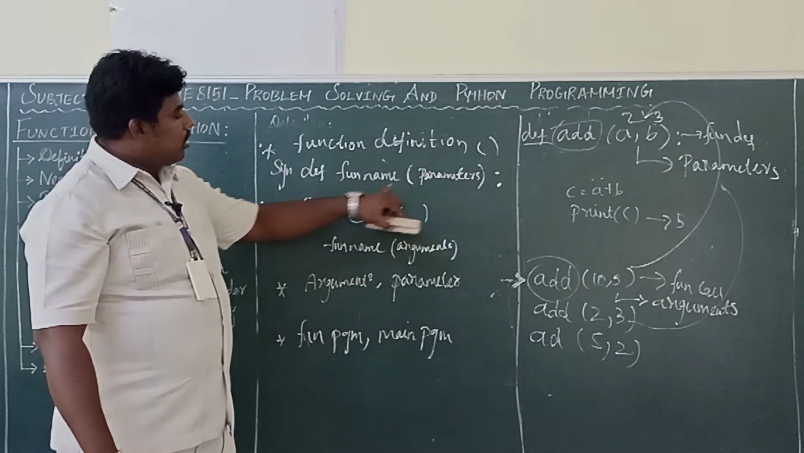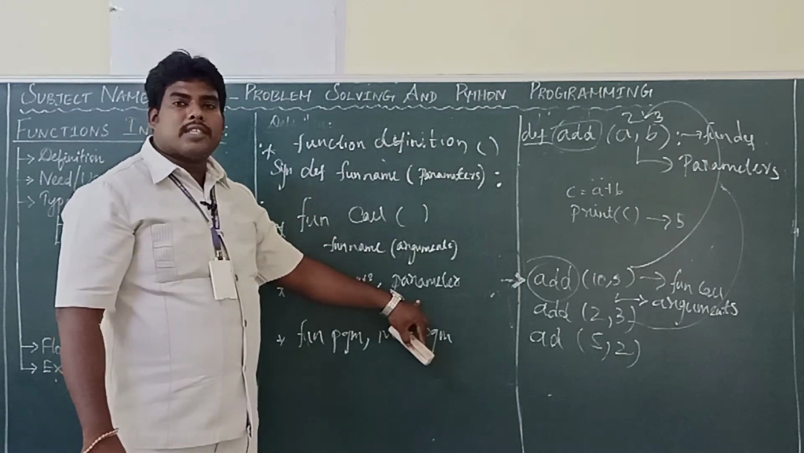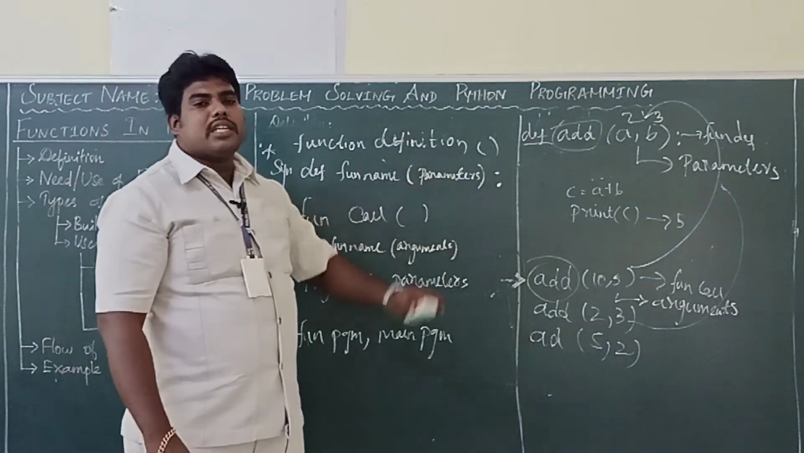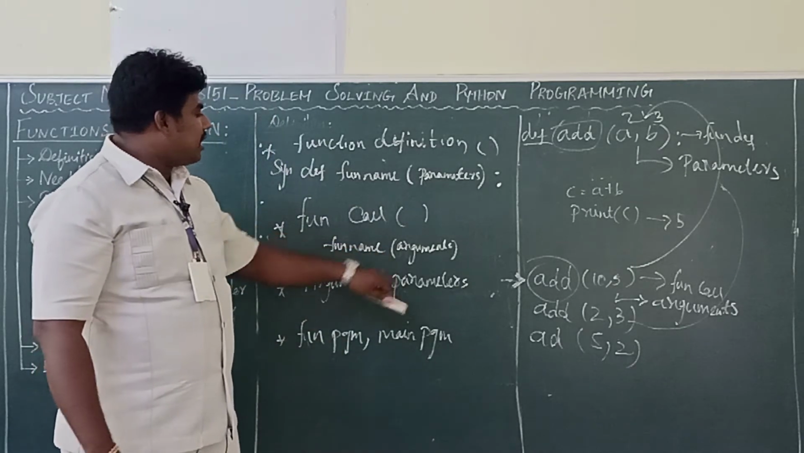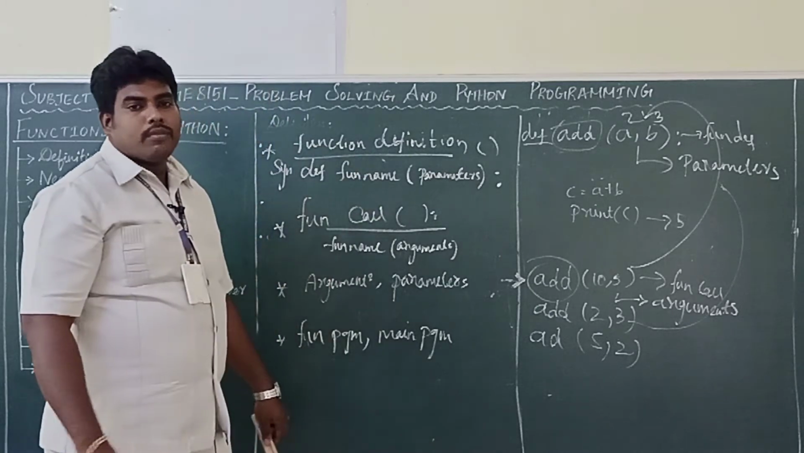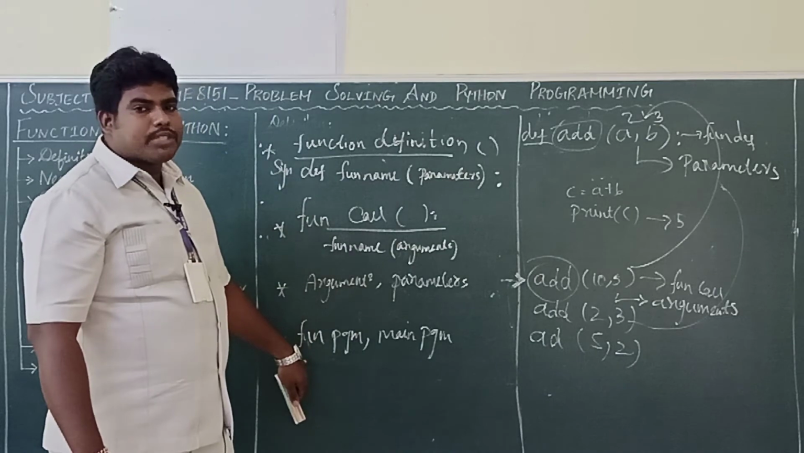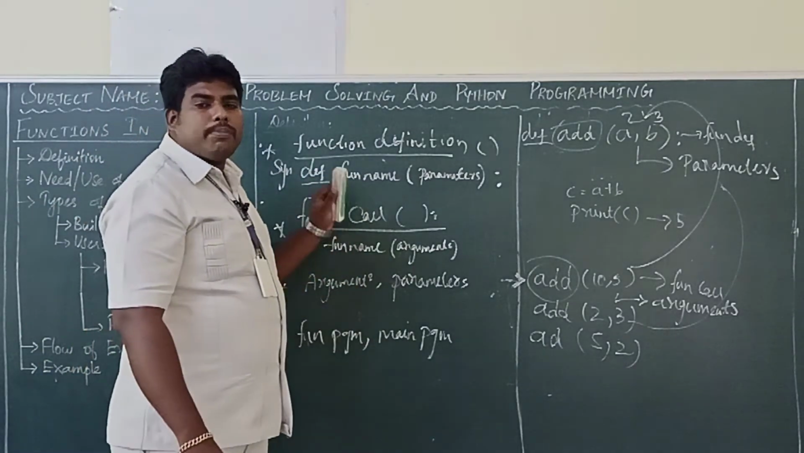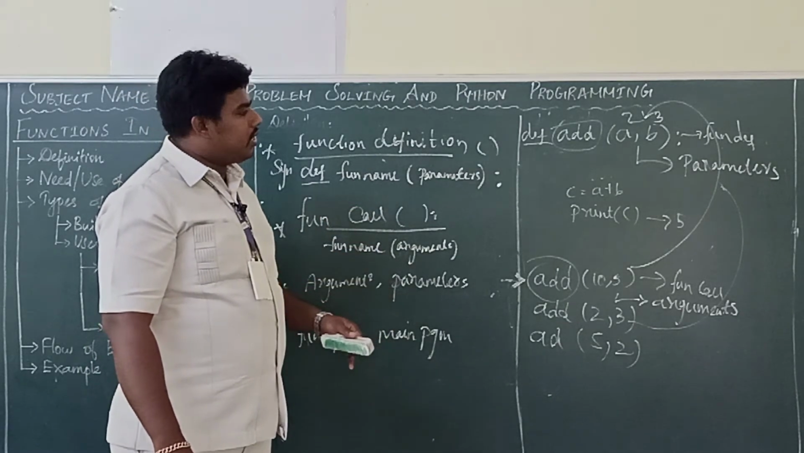The variables present in the function definition are called parameters. What are parameters? Variables present inside the function definition are called parameters. Variables present inside the function call are called arguments. Where does the function program start? The function program starts from the def. Where the main program starts, you have to identify it.